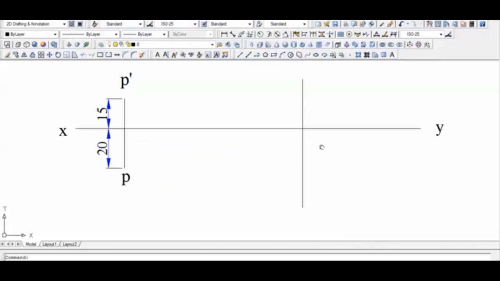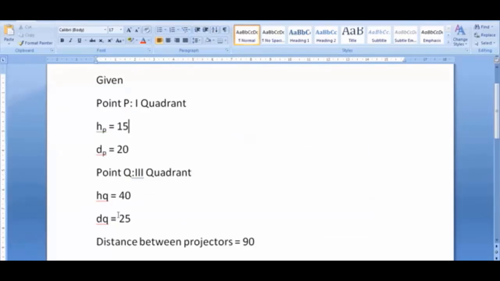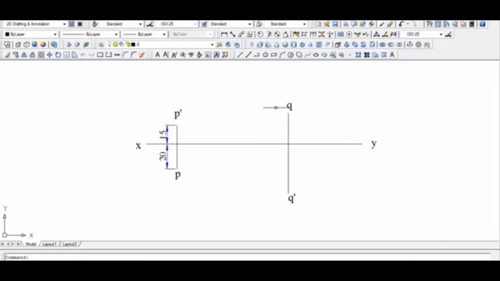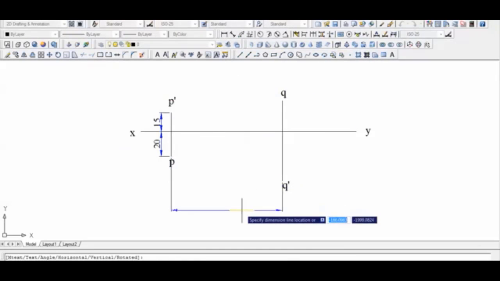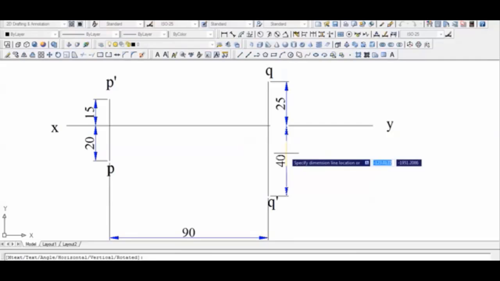Now 25, this distance over here, is D. With D you don't need to put a dash, so it's simply Q. And this distance over here, the relatively larger 40 millimeters, is H, so you need to put a dash. Since the name of the point is Q, it's got to be Q dash. Well, that's it, and some dimensioning is left. This is 90 millimeters, this over here is 25, and this is 40, and that's it.